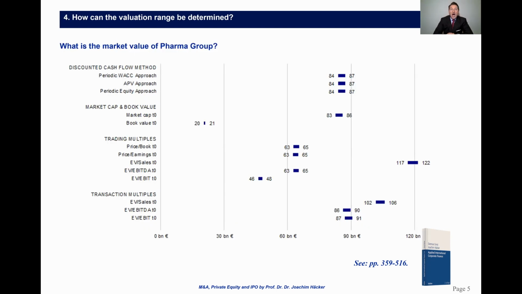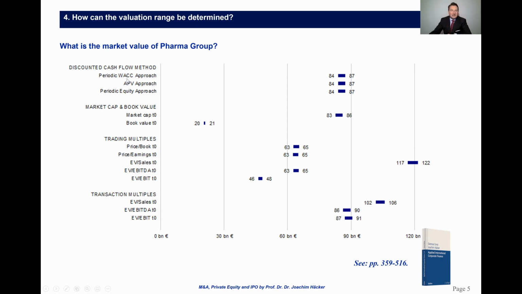Question number 4, how can the valuation range be determined? Well, we'll have a look at the so-called football field. The pharma group is pointed out in the football field. We derived results for the pharma group, and you see here we came up with 3 market values of equity that are based on transaction multiples. We came up with 5 market values of equity that are based on the trading multiples. We pointed out the market cap and the book value.